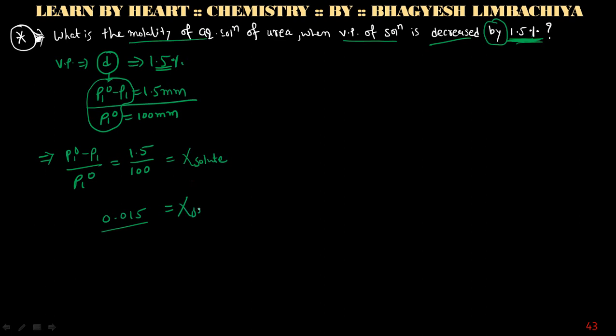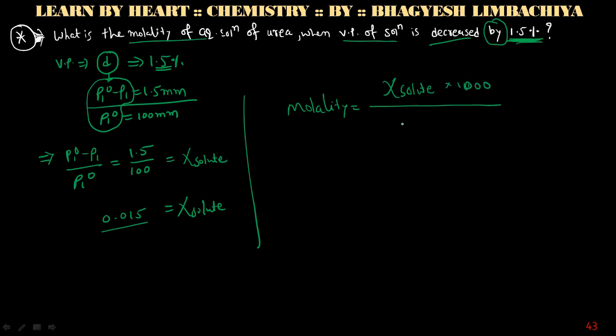This is our x of solute, and now you are asked molality. So we know the relation between mole fraction and molality. It is molality equals x of solute into 1000 divided by x of solvent into molar mass. Look, here an aqueous solution is taken, meaning we will take water. So it is 0.015 multiplied by 1000 divided by 0.985 multiplied by 18.